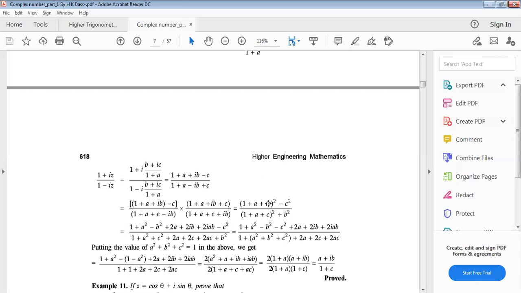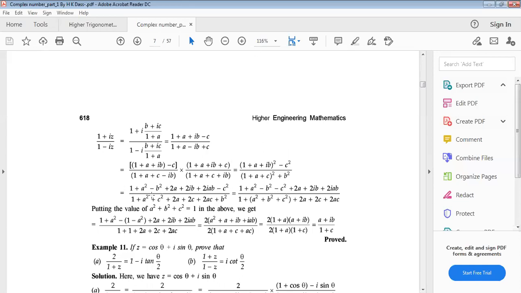Then in the numerator, we get (1 plus a plus ib) whole square minus c square. This is just the a plus b, a minus b formula. Now (a plus b plus c) whole square, this is another formula, the 3-term whole square: a square plus b square plus c square plus twice ab plus twice bc plus twice ca, a formula we know. Then minus c square. Then in the denominator also, (a plus b plus c) whole square, a square plus b square plus c square plus twice ab plus twice bc plus twice ca. Then plus b square. Just putting the formula of the sum of 3 terms square.